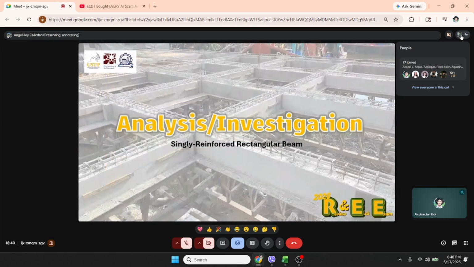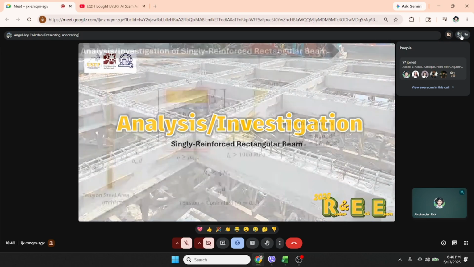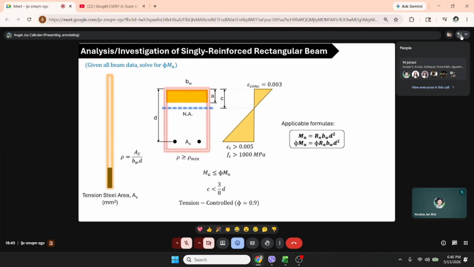For the analysis or investigation of a singly reinforced rectangular beam. So, first case, the tension steel area is quite small. This bar indicates how much the tension steel area is. Since it is small, there are only two bars here. And in this case, your actual rho is greater than or equal to the minimum rho. And this minimum rho is obtained from As-min.